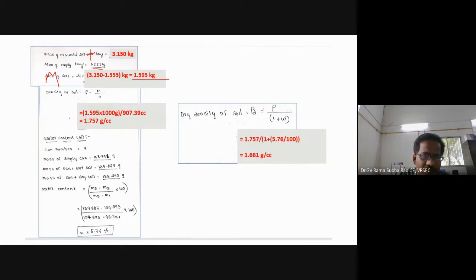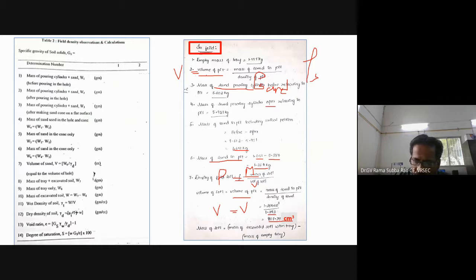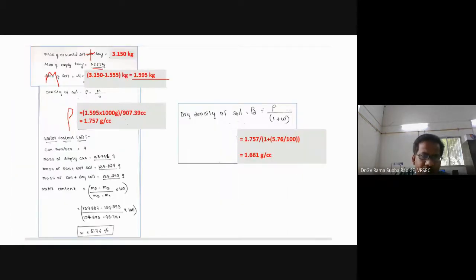Now one can see how to determine density. Density is equal to mass by volume. Here the mass of the soil is 1.595 into 1000 grams. Now the volume of the soil is nothing but the volume of the pit. We have here the volume of the pit, 907. So now I am getting density, which is equal to 1.757 gram per cc.